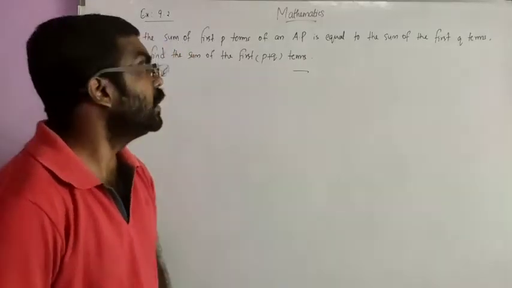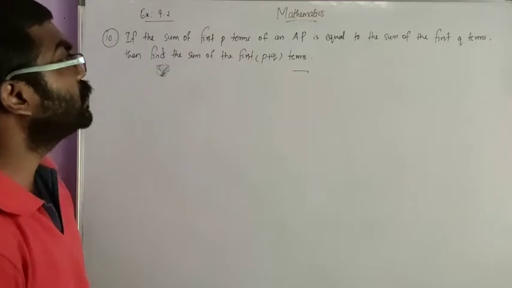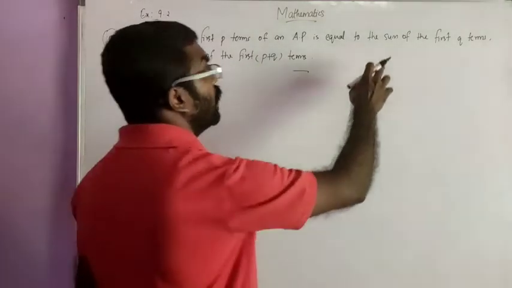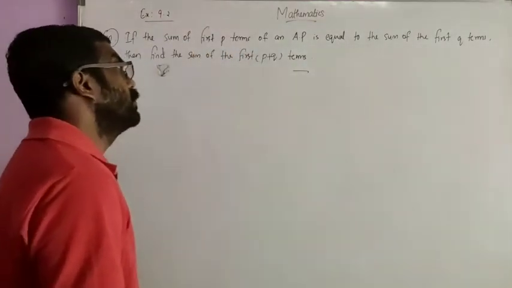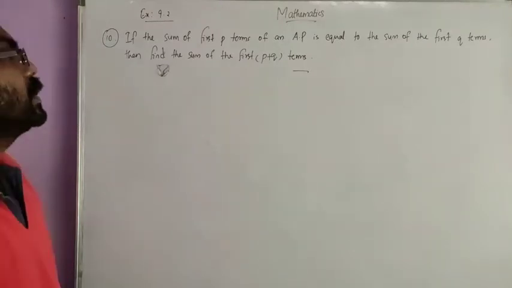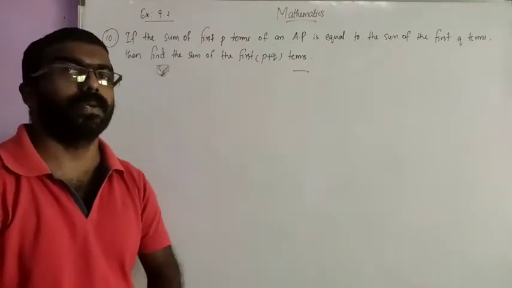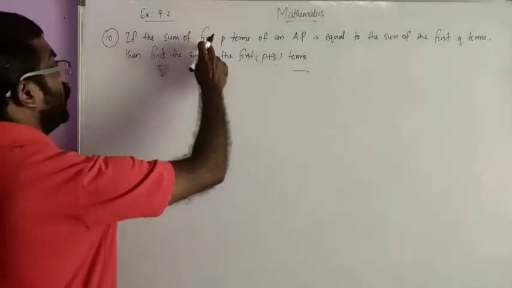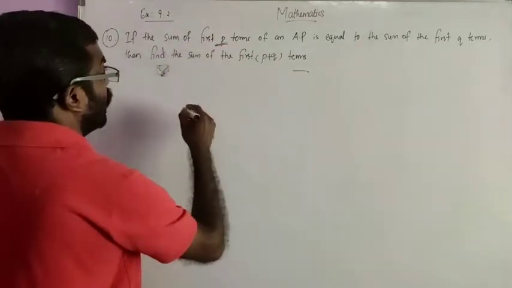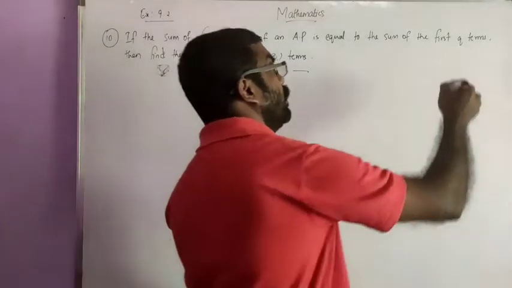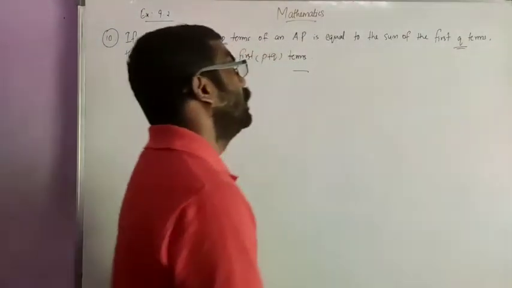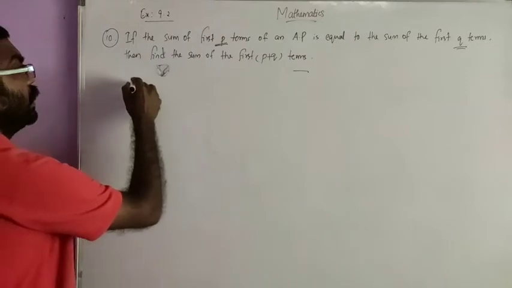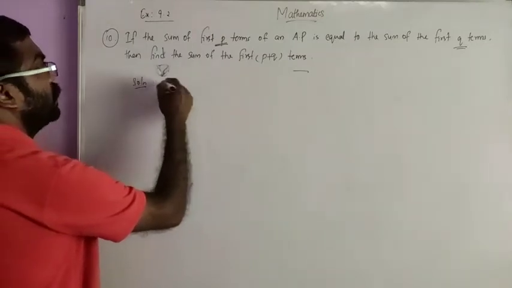If the sum of the first p terms of an AP is equal to the sum of the first q terms, then find the sum of the first p plus q terms. Here it is given that the sum of the first p terms is equal to the sum of the first q terms. So we can write Sp is equal to Sq.